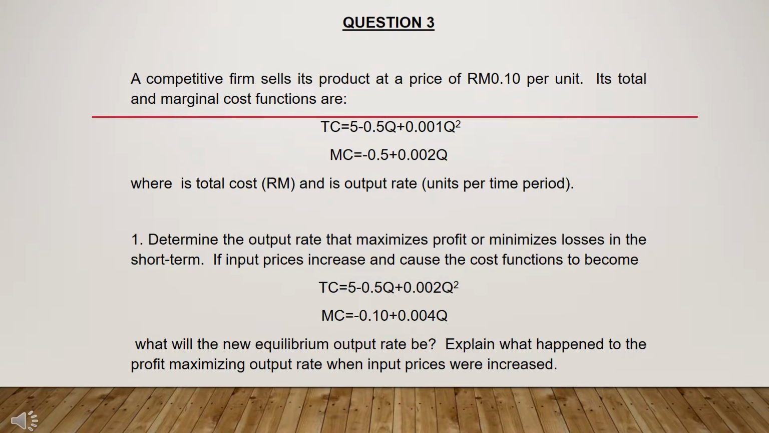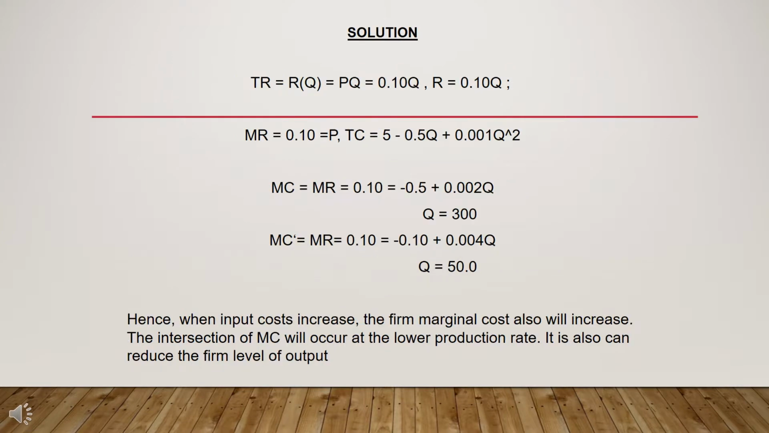If input price increase and cause the cost function to become TC equals 5 minus 0.5Q plus 0.002Q squared, whereas MC equals negative 0.10 plus 0.004Q, what will the new equilibrium output rate be? Explain what happened to the profit maximizing output rate when input prices were increased.